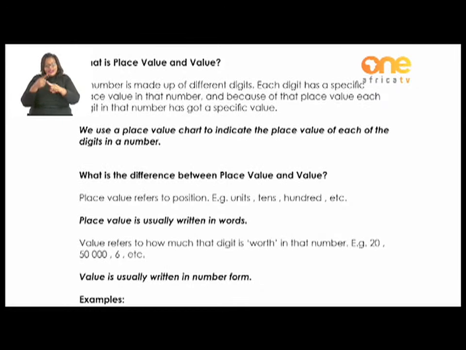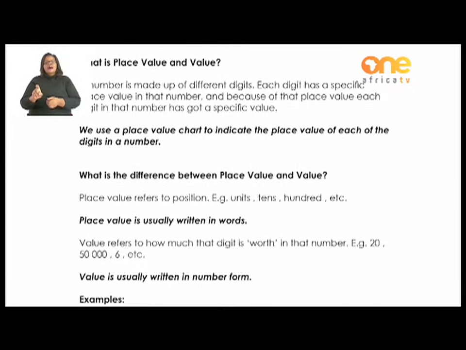Now, going back to previous years, if you look at grade 1, 2, and 3, we always heard the teacher talk about units, tens, hundreds, thousands. Now, that is the place value. That is the position a digit has in a number. So whenever we talk about place value, we talk about units, tens, hundreds, thousands, and these are usually written in words. And from the place value, we get the value.